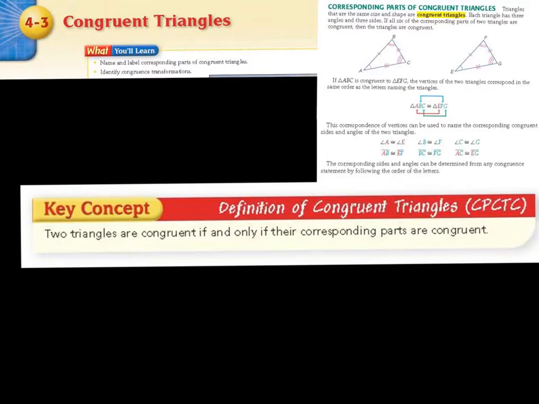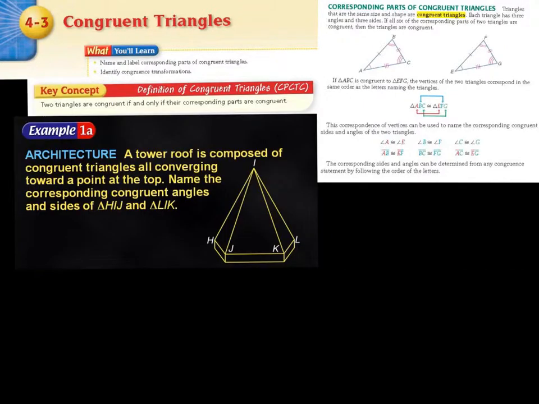Remember that if and only if tells us the statement can be read both ways. So we could also say if corresponding parts are congruent, then the triangles are congruent. For example 1, they gave us a picture of a tower roof composed of congruent triangles, all converging toward a point at the top. Name the corresponding congruent angles and sides of triangle HIJ and triangle LIK.